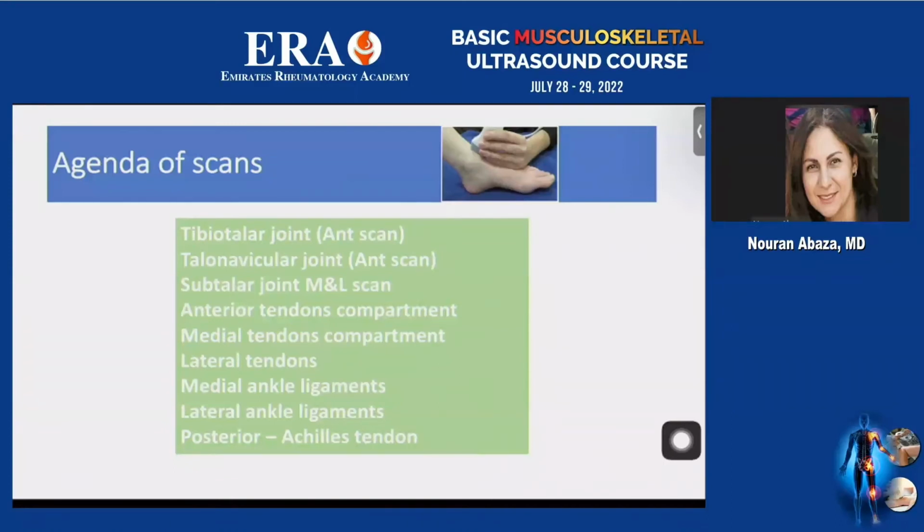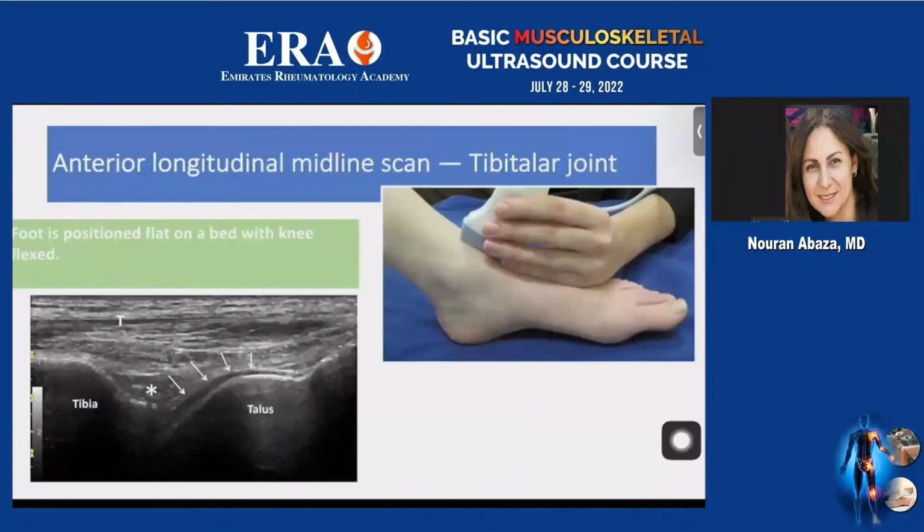When we talk about the anterior longitudinal midline scan, the position of the patient would be lying supine on the examination table on his back, flat on the bed with the knee flexed and with the foot resting on the examination table. You can have a little bit of plantar flexion. This will open more space between the tibia and the talus, so you'll be able to visualize the tibio-talar joint in a more appropriate manner.